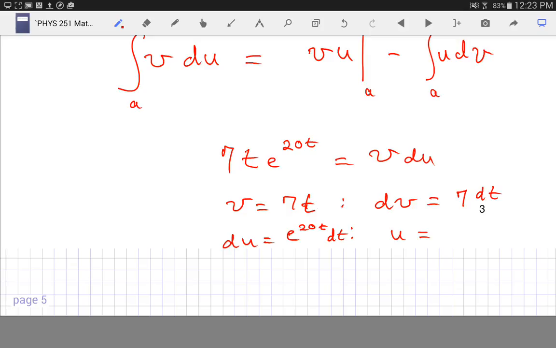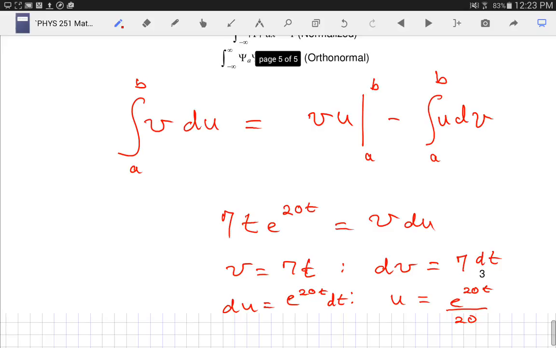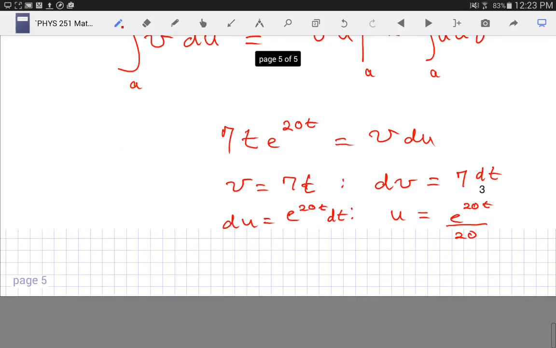You integrate that, you're going to have, I think I did that right. And so now I can put those in, and I'm going to have 7t times e to the 20t over 20 for the first part. And then I have to put in my limits going from a to b, putting the b limit first and then minus the a.